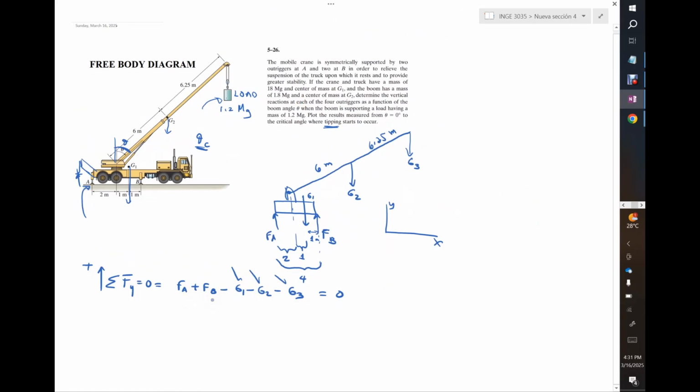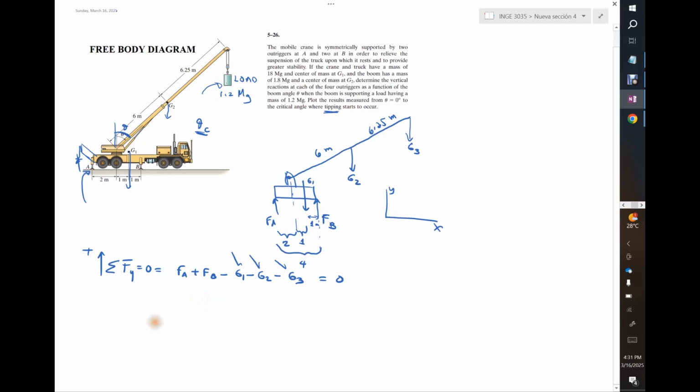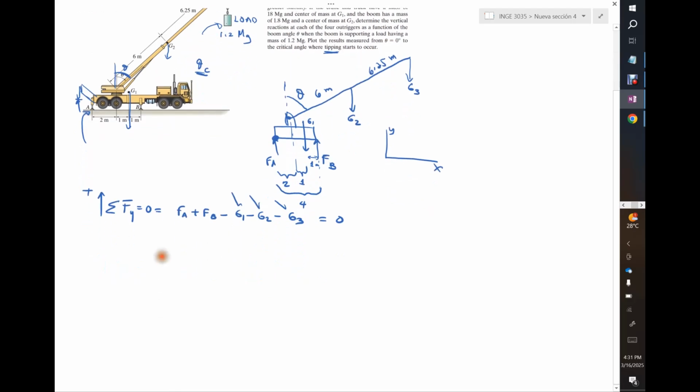Now I can take a moment right here, and that will eliminate FA. But there's a little bit of a problem because I don't know theta. And why do I need theta? Well, as soon as you try to get the moment from point A, let's draw point A right here, there is a distance from here to here that is known. That distance is 2 meters. Now here, there's a force somewhere acting.